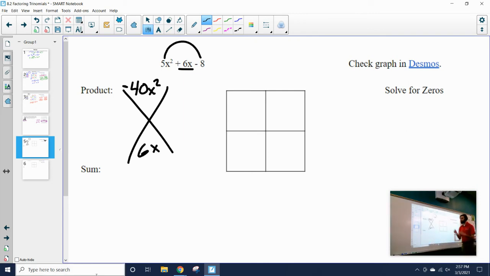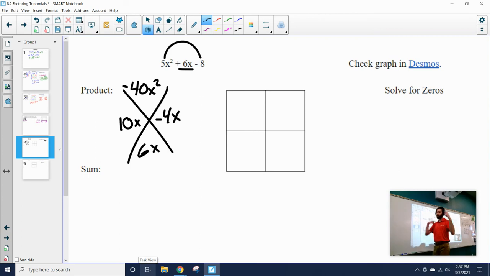So I have to think of two numbers that multiply to get negative 40 and add to get 6. Some numbers that multiply to get negative 40 are like 2 and negative 20, but those can't combine to give me 6. Another pair is 4 and 10, which multiply to get 40. Can I use 4 and 10 somehow to get me 6? Well, if I do positive 10x and negative 4x, those add together to give me 6x and multiply together to give me negative 40x squared.